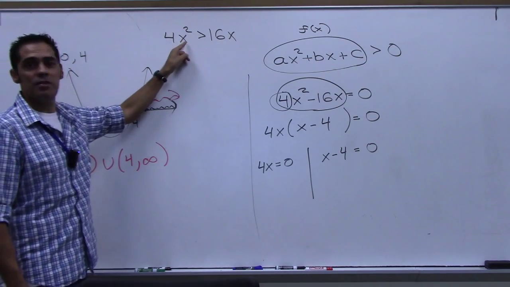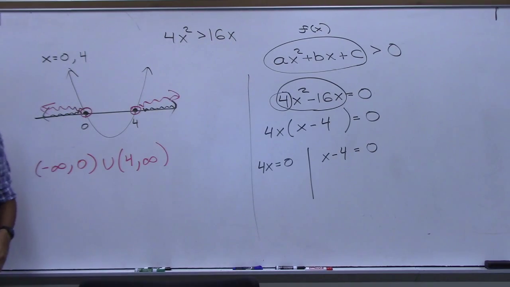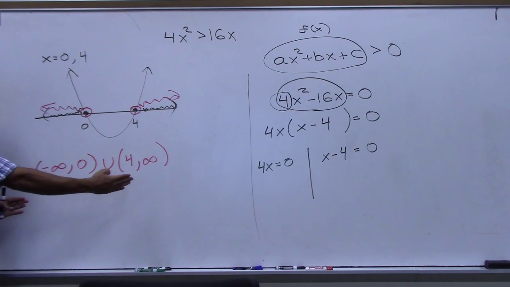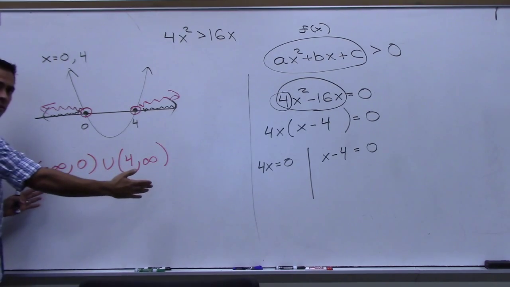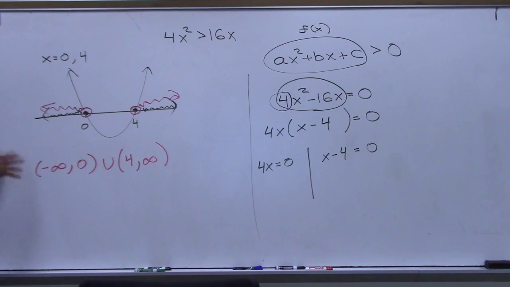Does 5 work? 25 times 4 is 100, and 16 times 5 is 80. So yeah, it'll work, right? So what numbers work? All of these. Any of these work. Outside of 4, to the left of 0. Pick any number in those intervals, and you're good to go.